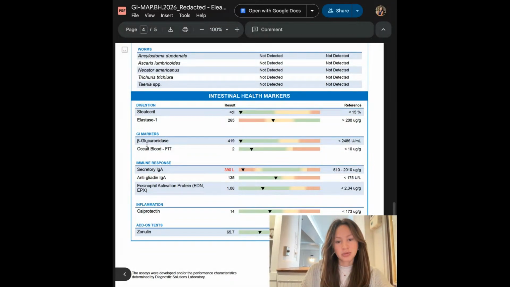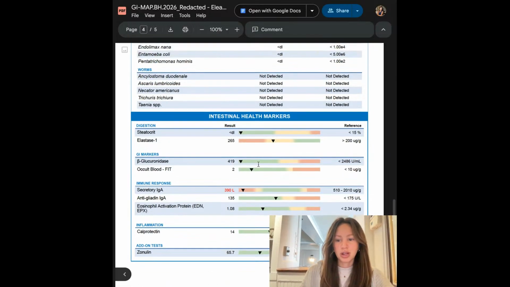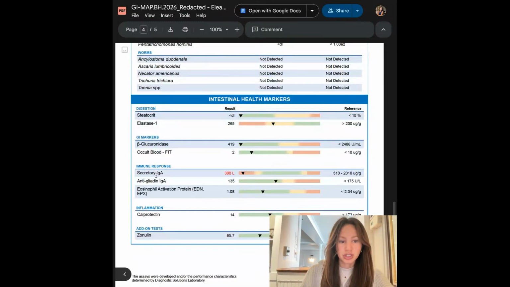We have the beta glucuronidase, which contributes to the recirculation of estrogen within our body. We have our secretory IgA, our immune response, and at the tissue level, antigliadin, eosinophil activation protein, eosinophils at the cellular level, our calprotectin, and our zonulin. So within this particular patient, we're not seeing a whole bunch of red flags, but we do see that secretory IgA is low. I will share information about this patient, and some of the things that we can do to help support him.